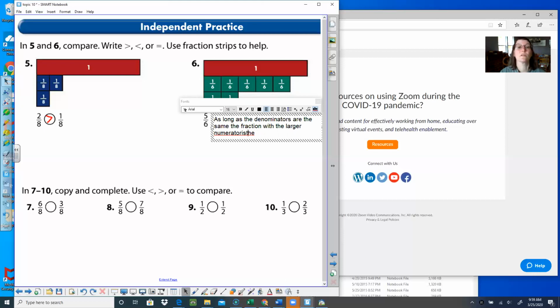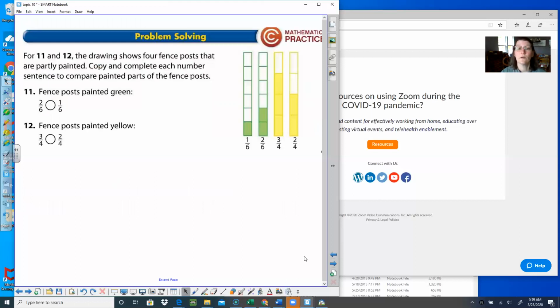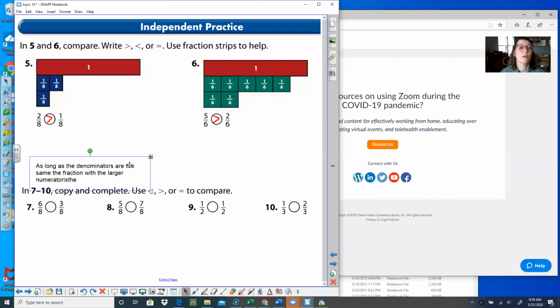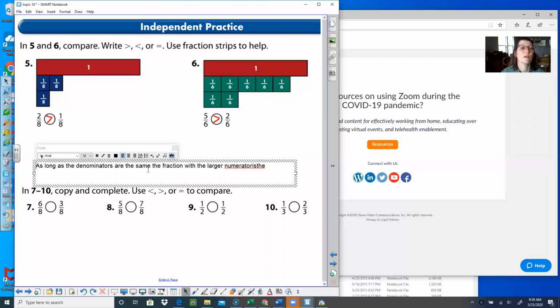Well, you can see my space bar doesn't work. Okay, it's kind of like at school when I hit the wrong button. There we go. Okay, as long as the denominators are the same, the fraction with the larger numerator is the larger fraction. So we have that to look at while we're answering these questions.